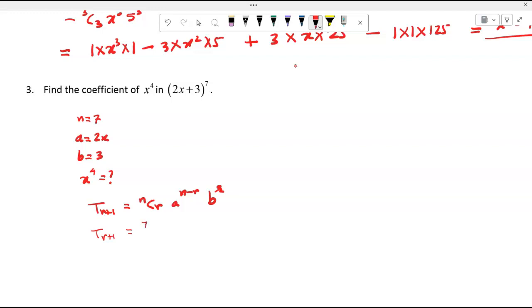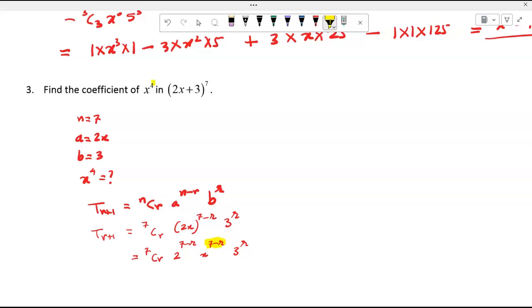nCr, a raised to n minus r, b raised to r. So that is 7Cr, 2 raised to 7 minus r, x raised to 7 minus r, into 3 raised to r. What is the power of x?